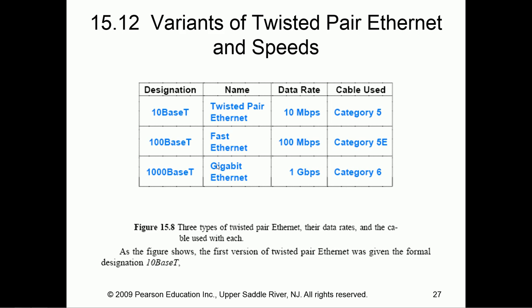So how we look at that is our designations: 10BaseT, 100BaseT, 1000BaseT, or twisted pair, Fast Ethernet, or Gigabit, or 10 megabits per second, 100 megabits per second, or 1000 megabits per second, which is also equal to 1 gigabit per second. All of that matters. And then what happens if we're using specific types of cable?